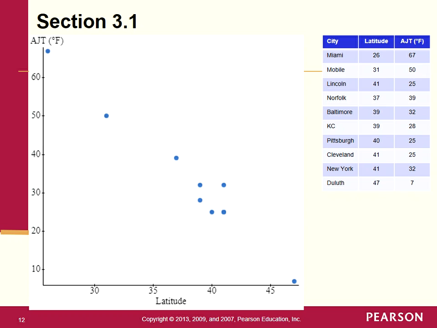I want to note one thing: Lincoln, Nebraska is at 41 degrees latitude and average January temperature 25, and Cleveland is at exactly the same place, 41, 25. So you actually have two dots sitting there. I just wanted you to note that. All right, let's move on. We'll go ahead and have the computer draw the trend line for us. So here's our trend line. We're going to give a name to that trend line later on, but for right now we'll just call it the trend line. And notice that we have a negative relationship here.